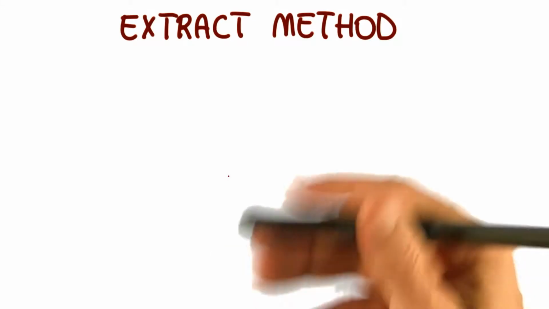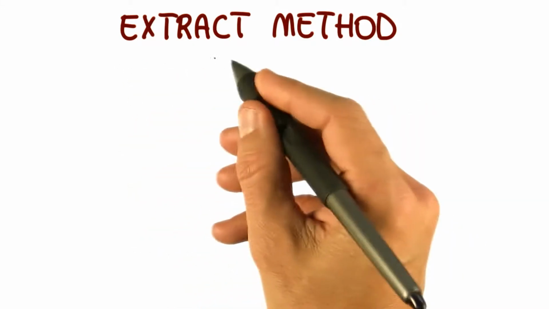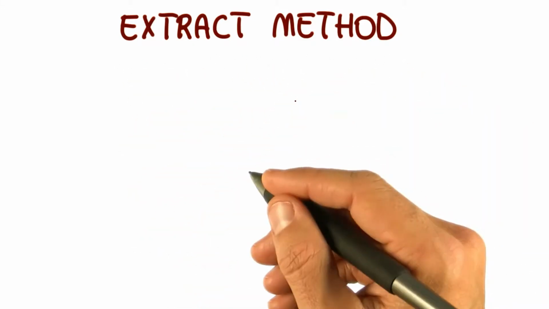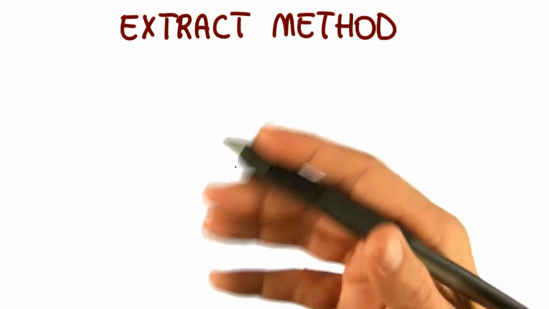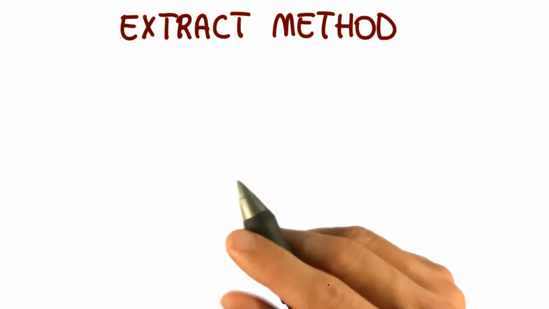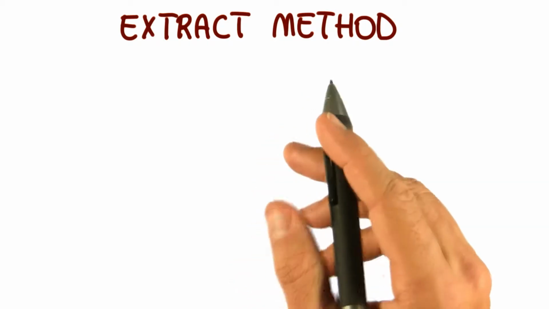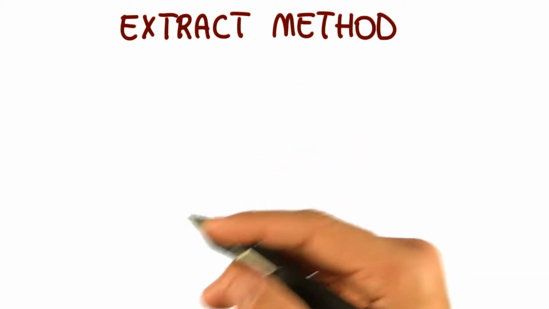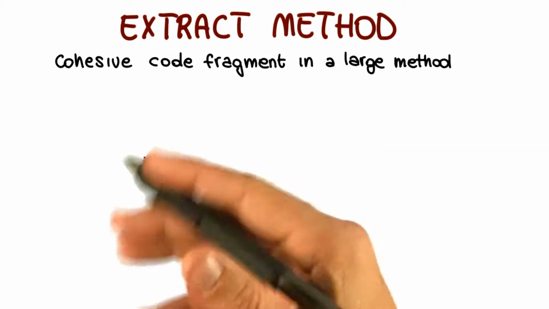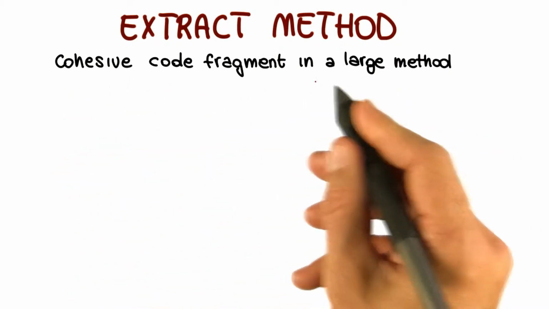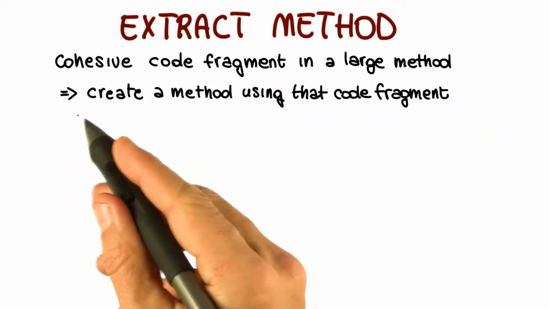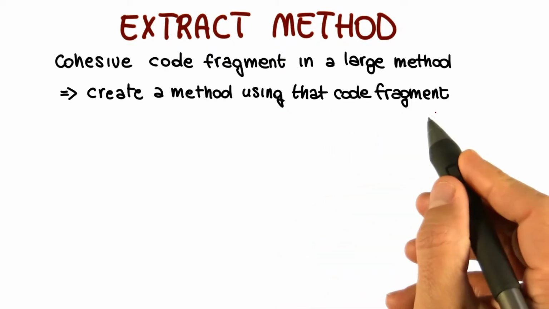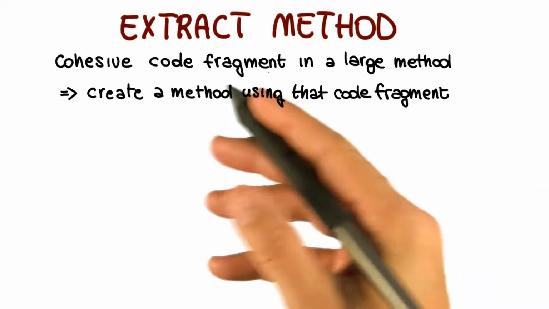The next refactoring, which is also the last one that we'll see, extract method, is one of the most commonly used refactorings, as it is applicable in many situations. The starting point is a method that is too long and contains cohesive code fragments that really serve a single, very specific purpose. So we start from a cohesive code fragment in a large method. What we can do in this case is to create a method using that code fragment, and then replace the code fragment with a call to that method.